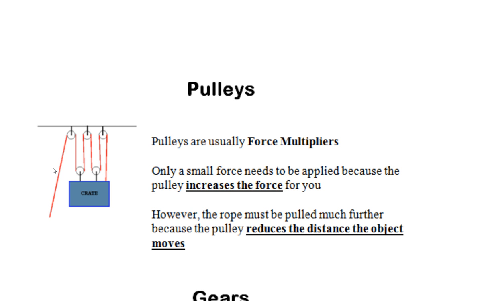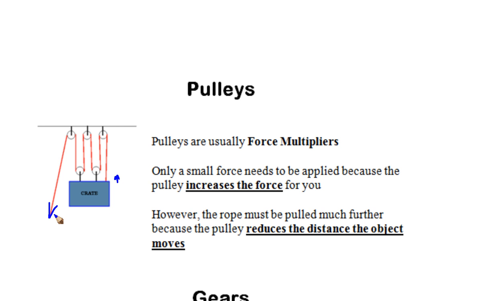With a pulley, if you pull on the rope here, you only need a small force and you can pick up something really heavy. The trade-off though is that you have to pull the rope much further, because it reduces the distance it moves. So if you ever have a go at a pulley like this, you'll pull down on the rope and be able to lift something really, really heavy because it's going to increase the force. But you're going to have to pull lots and lots of rope through, and the crate's only going to move up a tiny little bit each time.